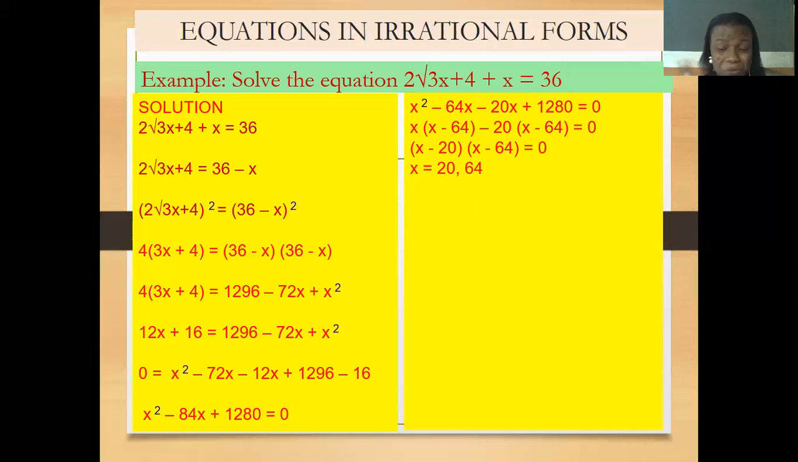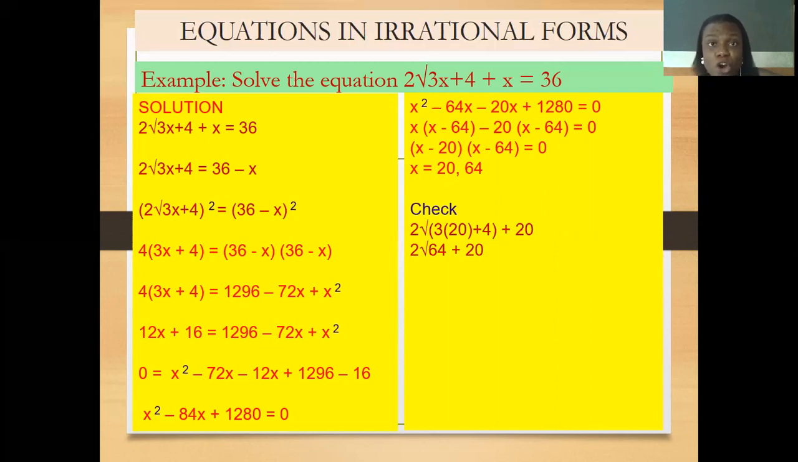So let's check to be sure. So we're going to check. Let's start with 20. So we're going to put 20 back into the equation that we had at the start, and we're going to check. So 2 root 3 times 20 plus 4 plus 20. Let's see. 3 times 20 is 60 plus 4 is 64. So we have 2 root 64 plus 20.